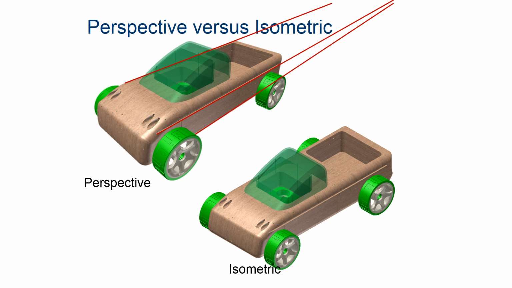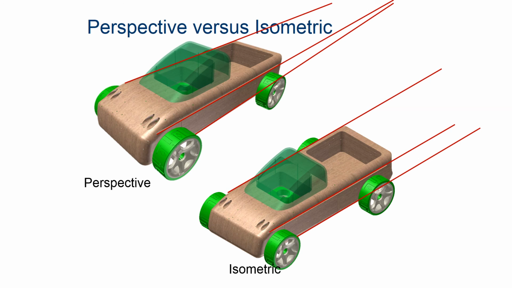So you'll notice that the vanishing point is way off in the distance, and that's fine. It makes it look better. Locating the vanishing point in a different spot will create a different view or a different look, but it still looks much more realistic than the isometric.